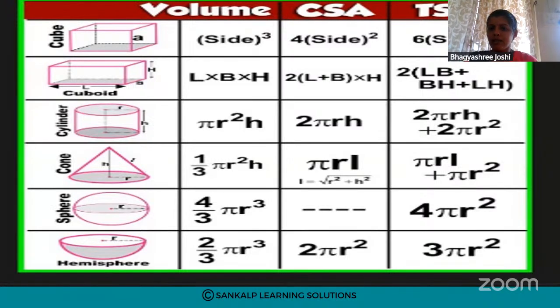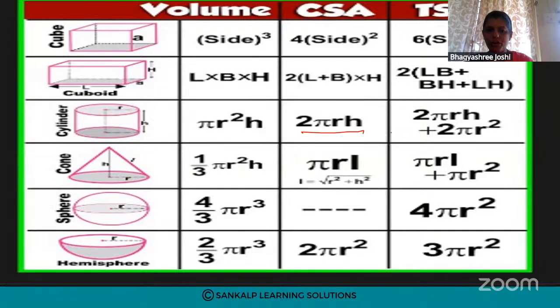Now, total surface area is 6a square. Volume of a cuboid is l into b into h, curved surface area of the cuboid is 2 into (l plus b) into h, and total surface area is 2 into (l b plus b h plus l h). Next, cylinder. Volume of a cylinder is pi r square h, curved surface area 2 pi r h, and total surface area 2 pi r h plus 2 pi r square.